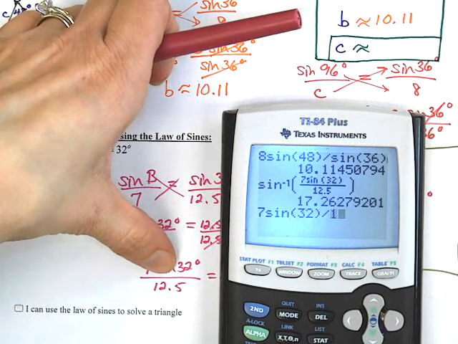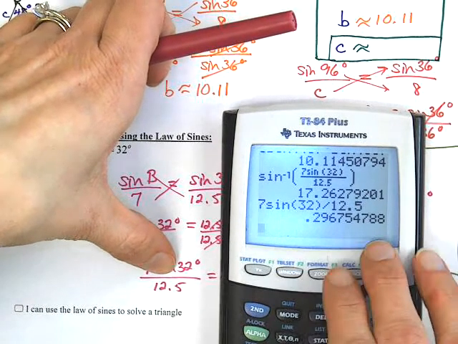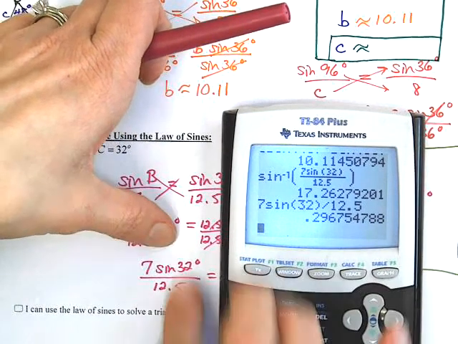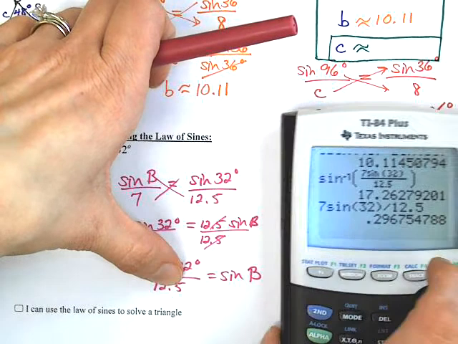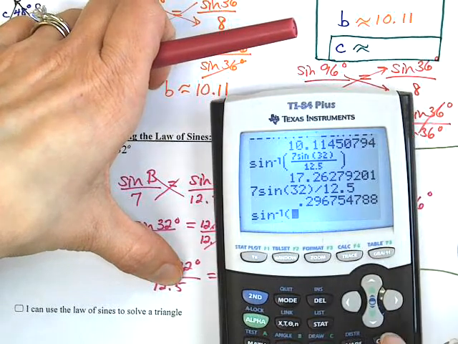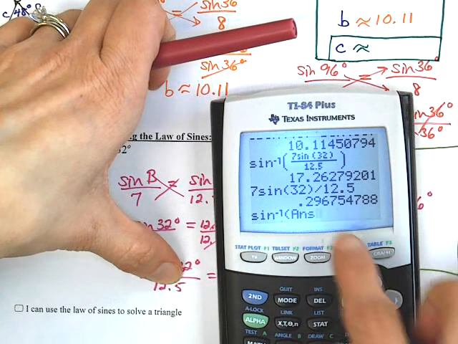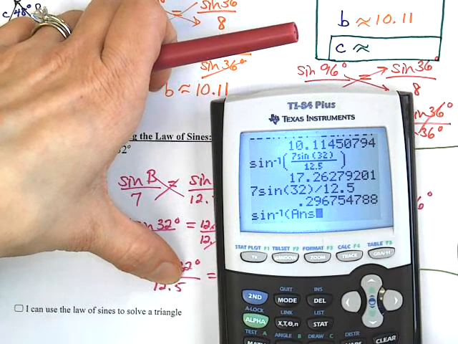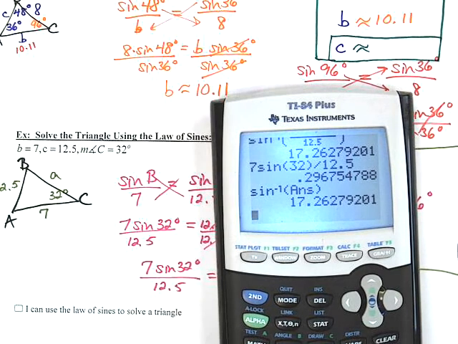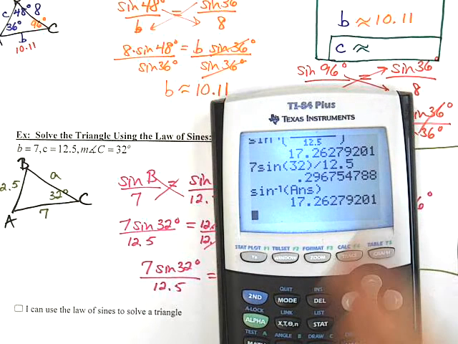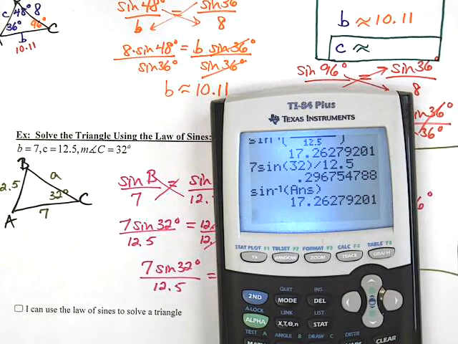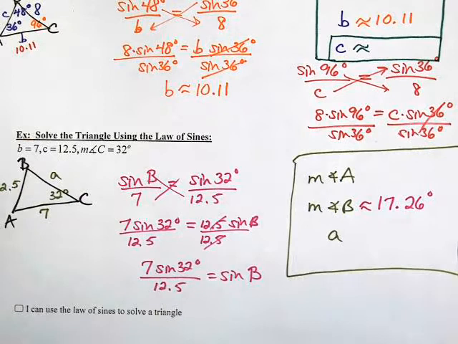What some people do, especially if you don't have the modern calculator, is 7 times the sine of 32 divided by 12.5, and they get this number here. And there's lots of decimals even beyond this. I know that this number here is equal to the sine of B. So what you can do is second sine and then second answer. It takes all these decimals plus more and it finds the angle for you. So you can do it that way if you don't have the fraction button. Just don't chop any of these off or say 8/8 or 8/9. There's more than that.